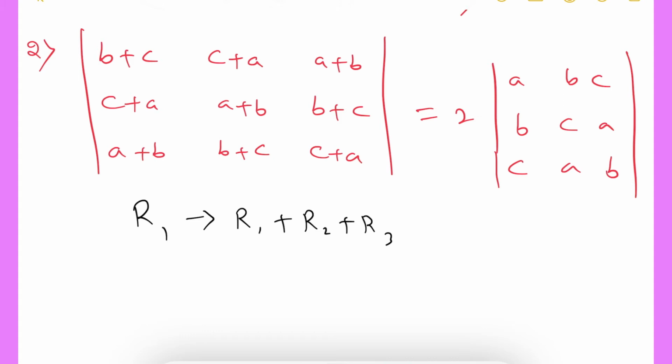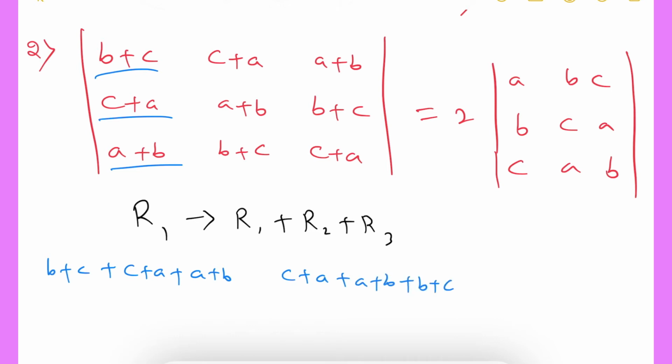Okay, first row, if you look at it: B plus C plus C plus A plus A plus B. For the first row, I am adding the second row as well as the third row. Next, the same way with the second element also: C plus A plus A plus B plus B plus C. The same with the third element also: A plus B plus B plus C plus C plus A.